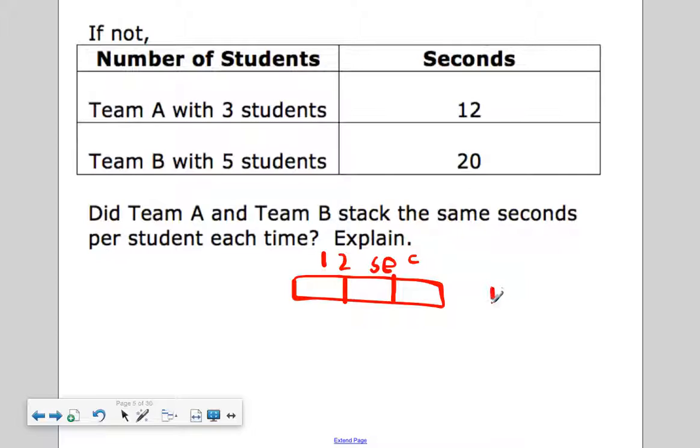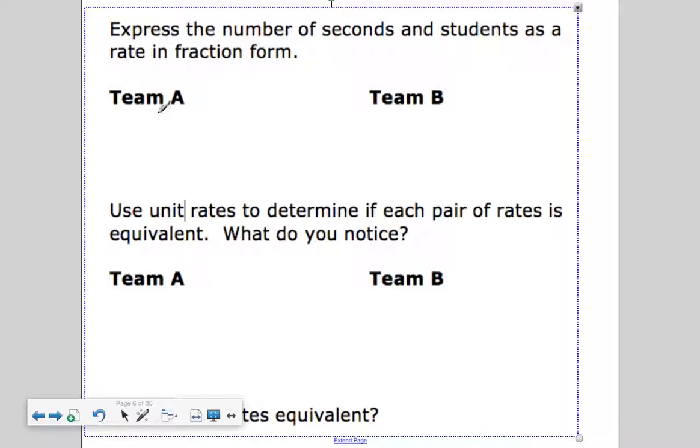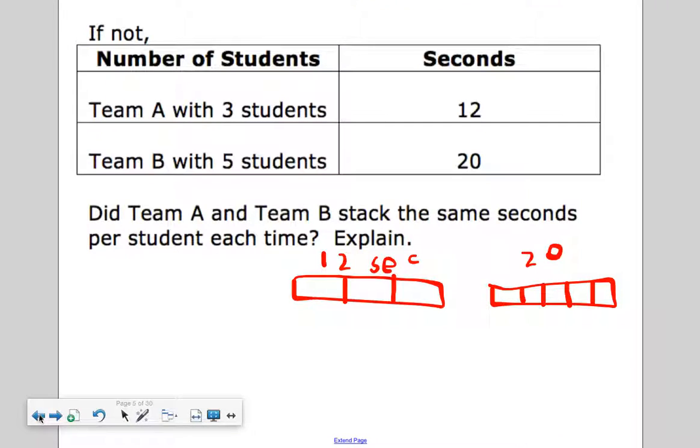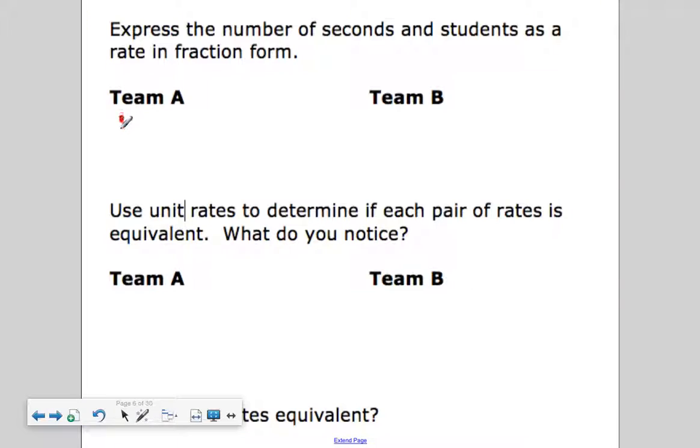So we could do the same thing for the bar model for 20 seconds. And I break it down into 5 sections. 1, 2, 3, 4, 5. So how many seconds will go to each section? 4 also. So they are equivalent. They did it at the same rate. So let's do the mathematics. Express the seconds and students as a rate in fraction form. So let's see. 12 seconds.